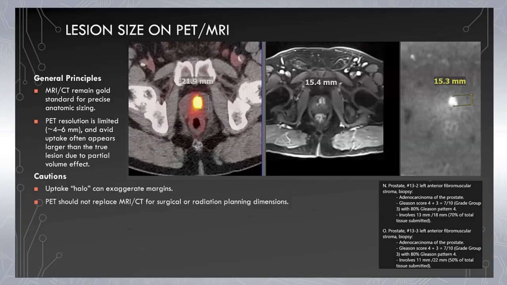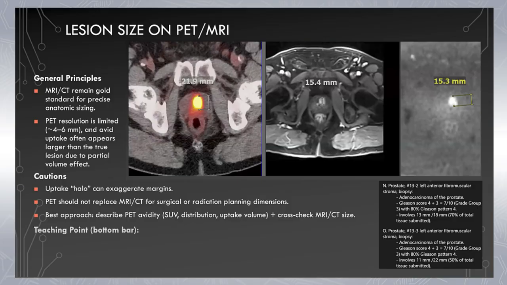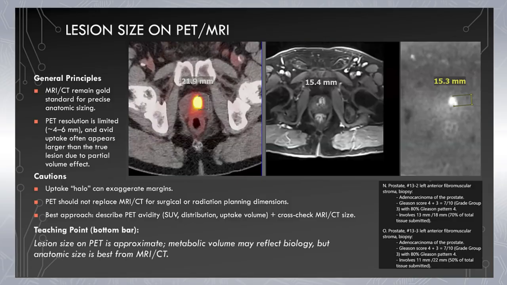PET-CT should not replace MRI for surgical or radiation planning dimensions. The best approach is to describe the PET avidity, the SUV, the distribution, the uptake volume, and then cross-check with the MRI or CT for size. Teaching pearl here is as follows. Lesion size on PET is approximate. Metabolic volume may reflect biology, but anatomic size is best from MRI and CT.